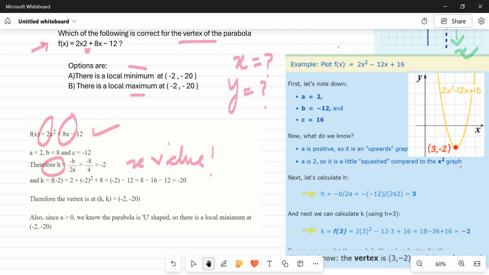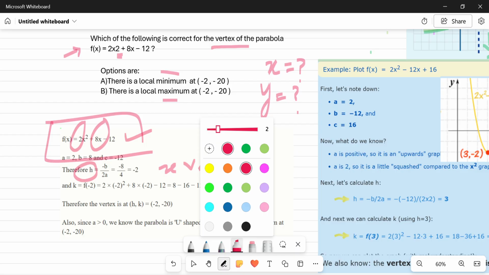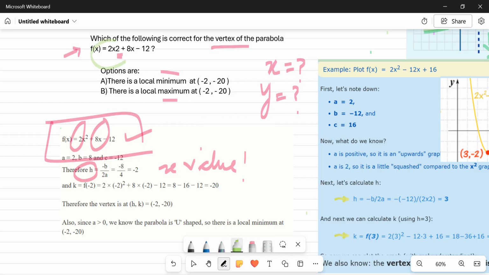When you substitute the x value in this formula, you will get the k value, meaning the y value, right? So here the y value is minus 20, and it's a positive 2x squared, so it is a minimum. So option A is correct.